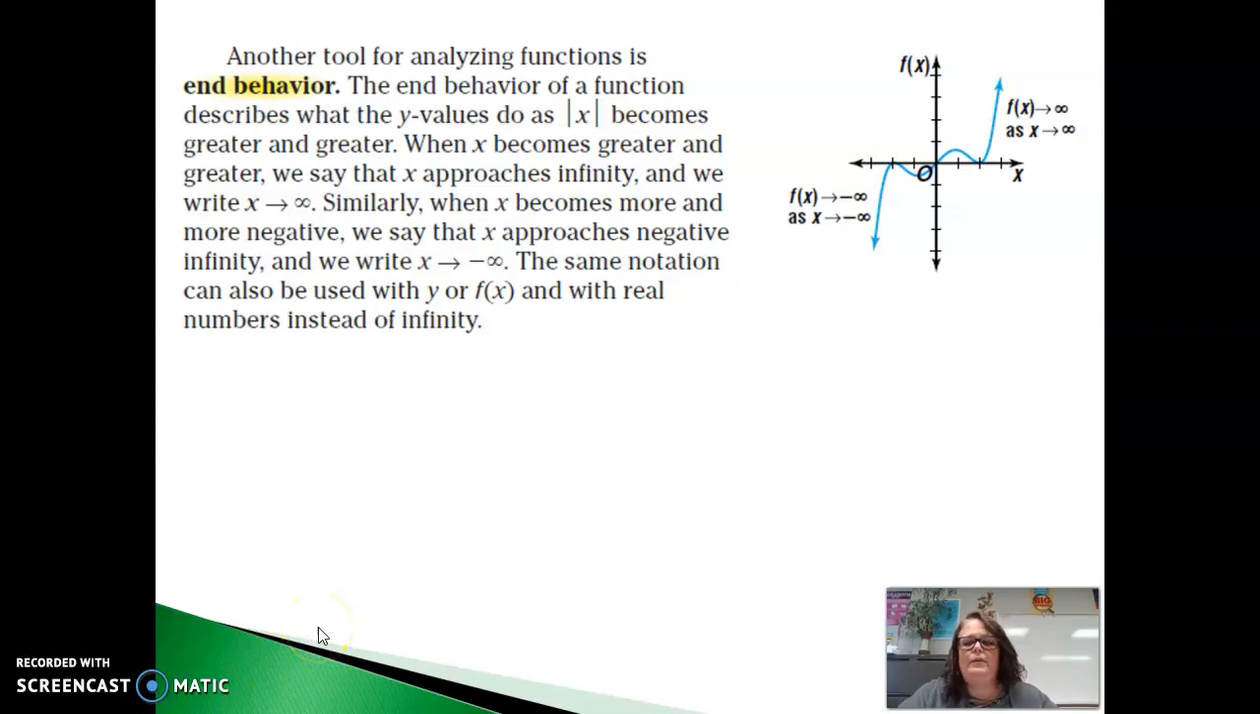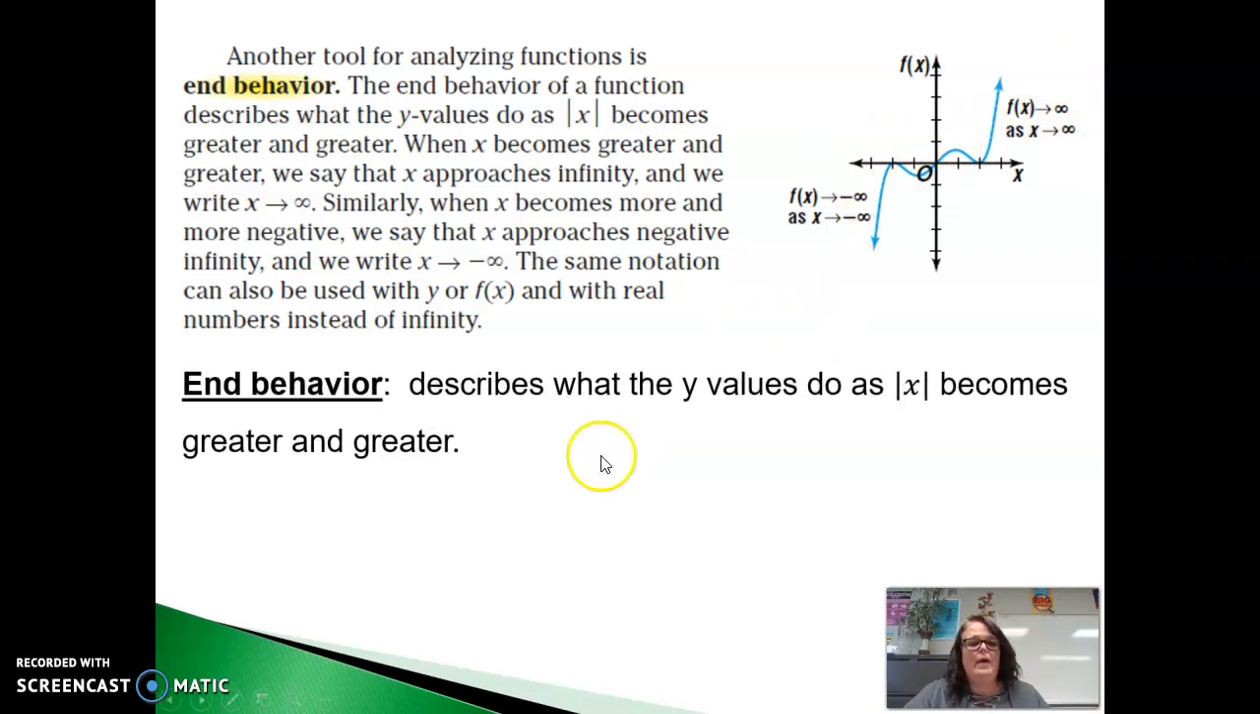Okay, another thing that we can use to analyze a graph without XY charts is end behavior. What is happening as x gets really large or really small? When they say as the absolute value of x becomes greater and greater, that's what they're saying. Positive would be to the right and negative would be to the left. Notice here, as x goes to the right, the y value is going up, and here as x goes to the left, the y value is going down.